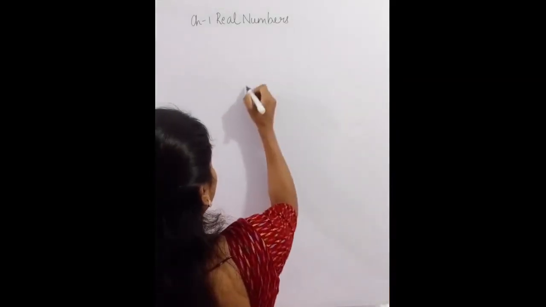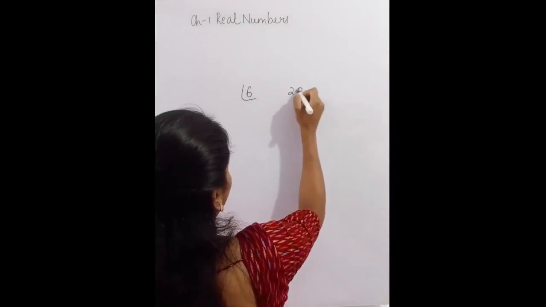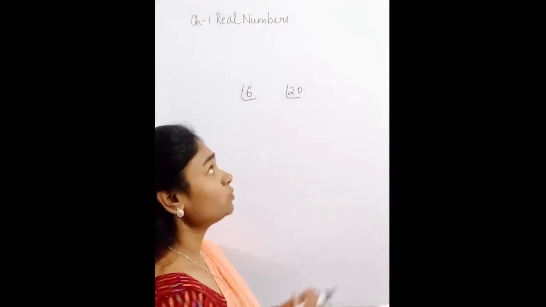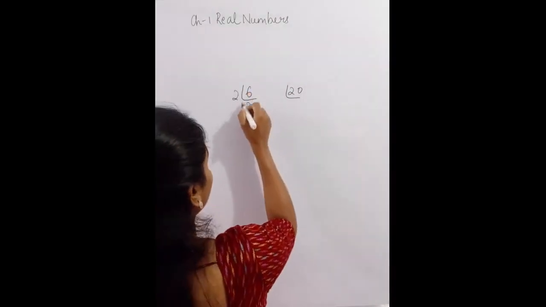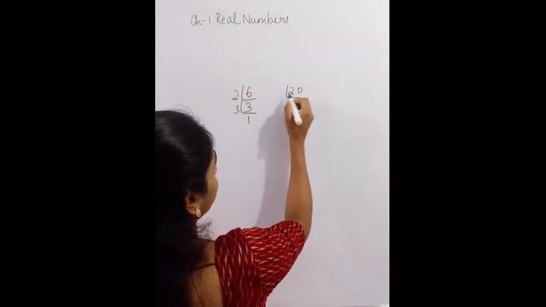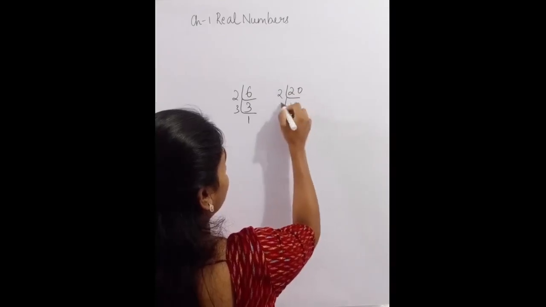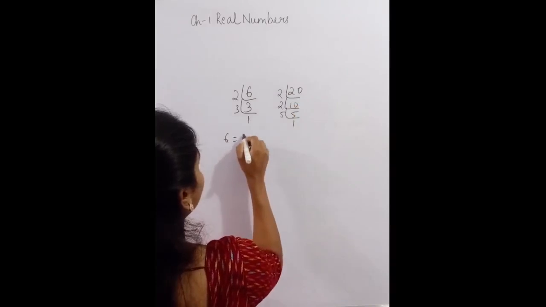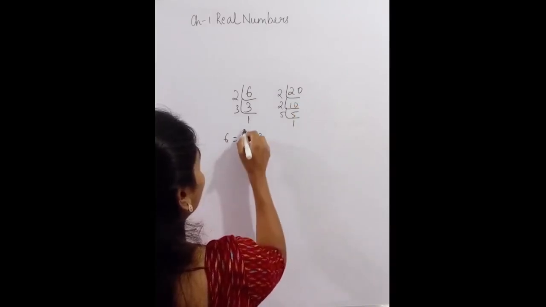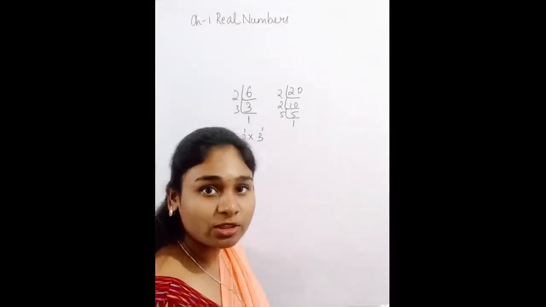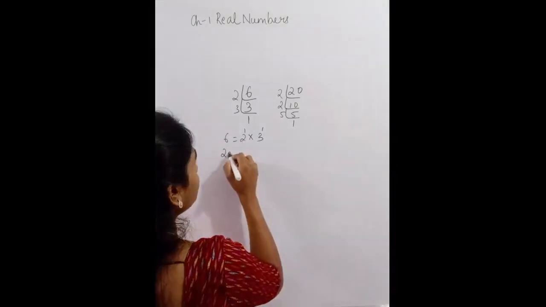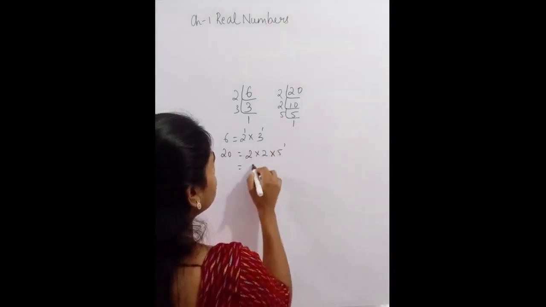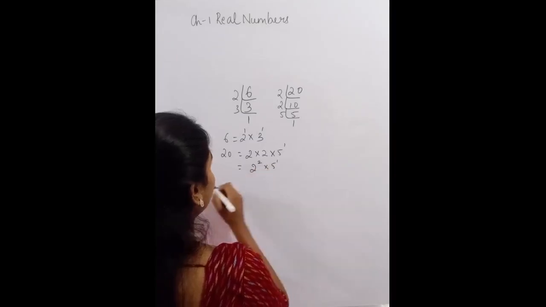Either I can take them separately. So when I take 6 and 20 separately, what do I get? 6 is 2 times 3 and 3 times 1. 20 is 2 times 10, 2 times 5, 5 times 1. So 6 can be written as 2 into 3, or 2 power 1 into 3 power 1. Either way both are correct. 20 can be expressed as 2 into 2 into 5 power 1, which is 2 square into 5 power 1.